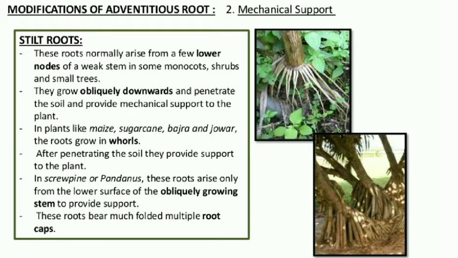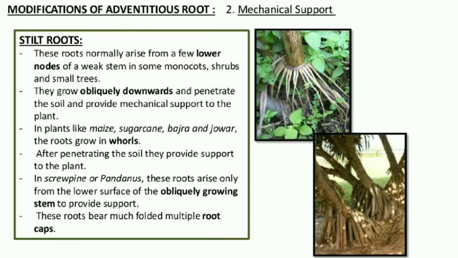In such case, from the lower nodes, many fiber-like roots arise and attach to the ground, so that the plant can be better balanced. Means they provide mechanical support. Okay, so these roots are called stilt roots or supporting roots.